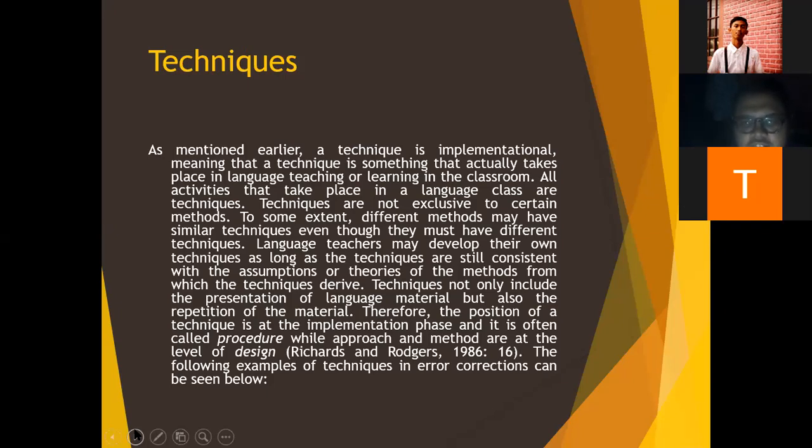Techniques not only include the presentation of language material, but also the interpretation of the material. Therefore, the position of a technique is at the implementation phase. It is often called procedure, while approach and method are at the level of design. The following example of a technique is error correction.